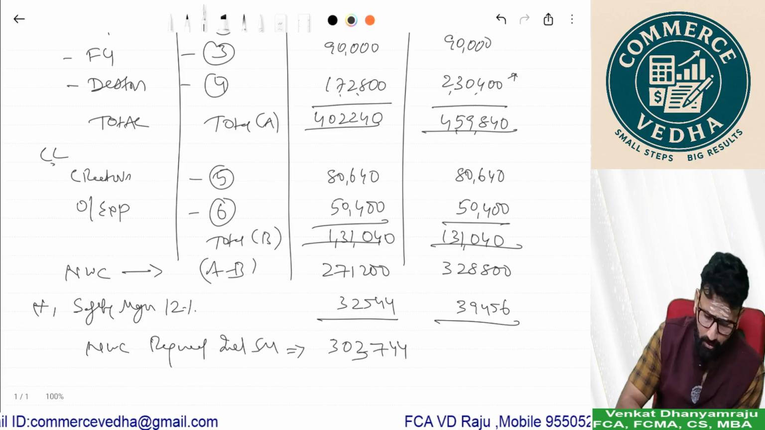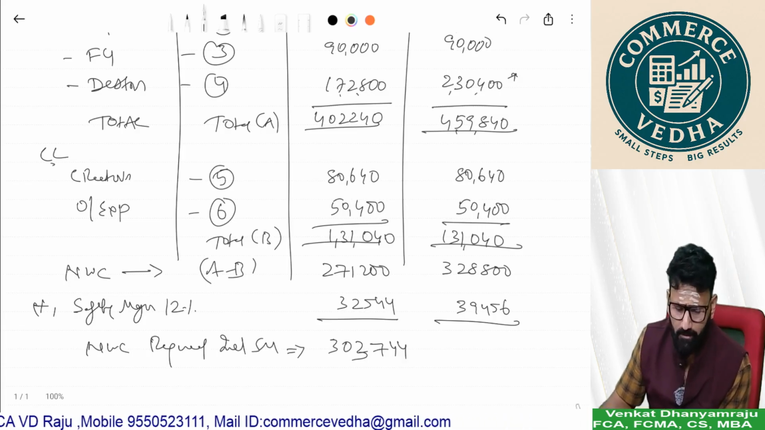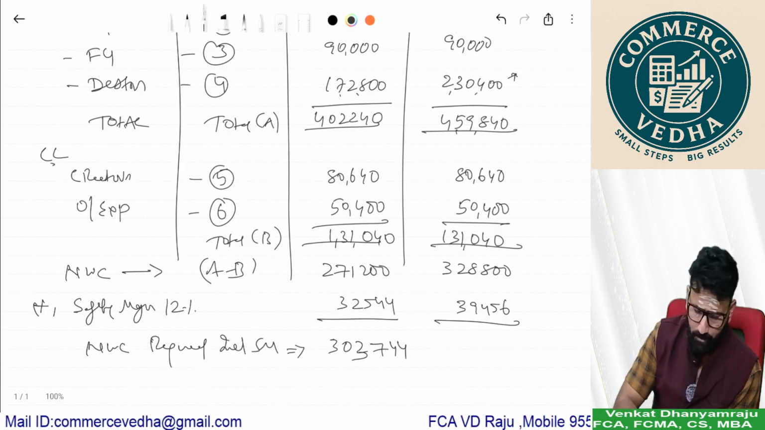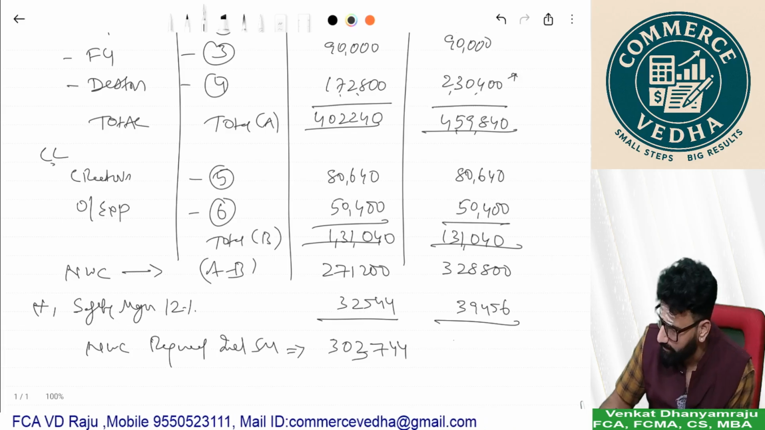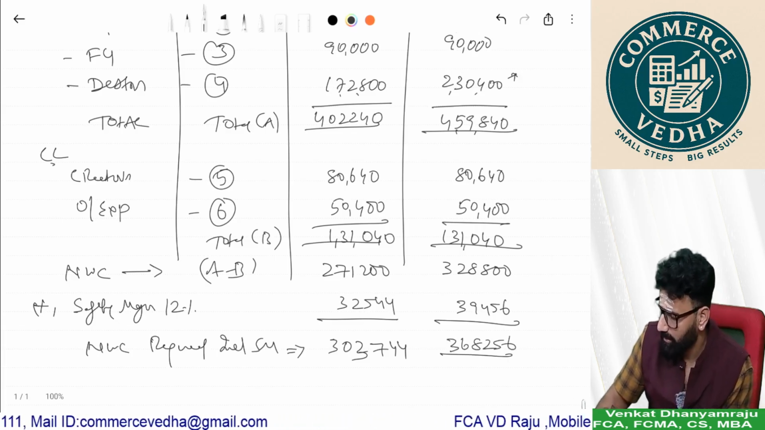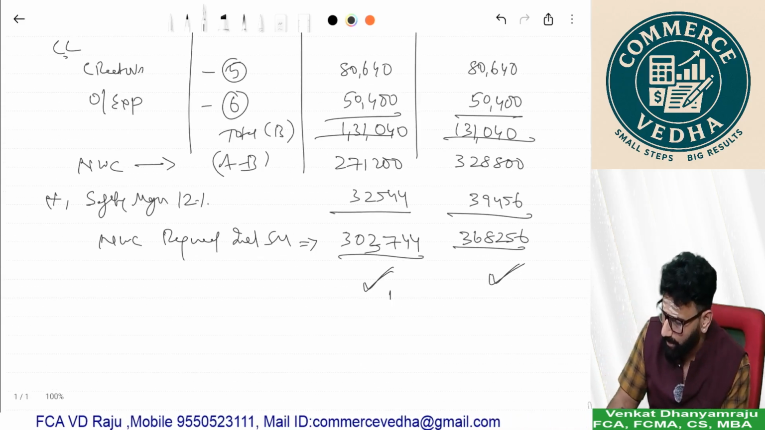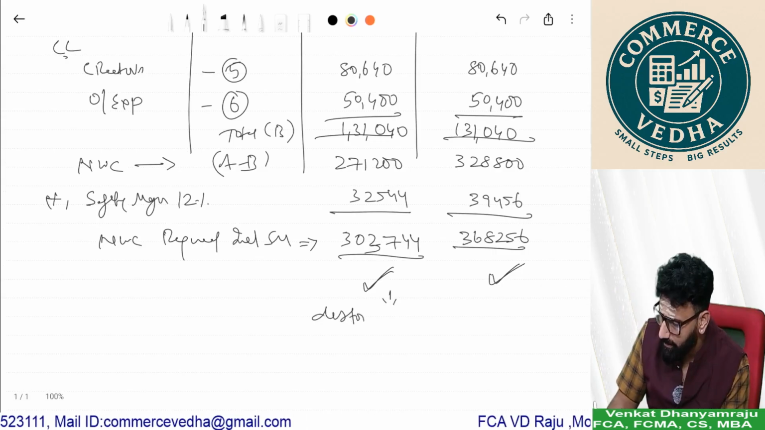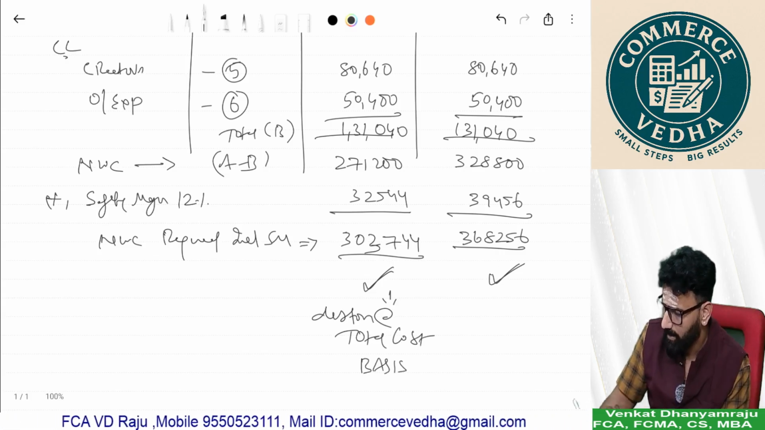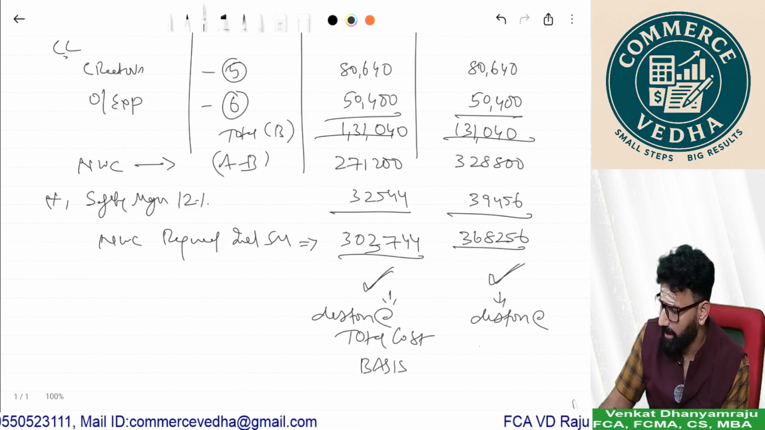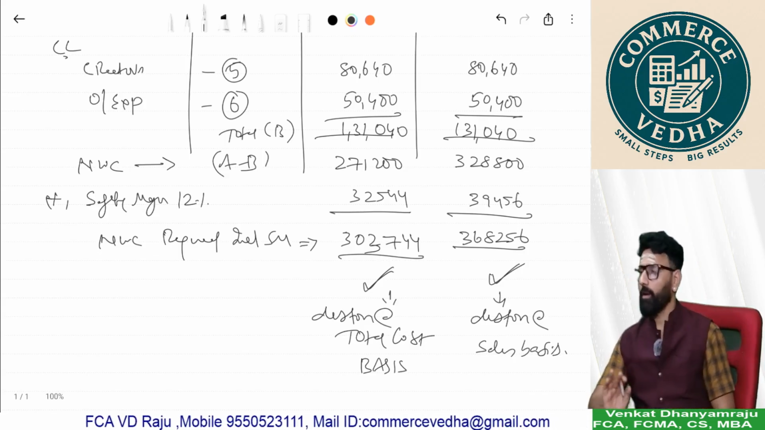Then next, 328,800 plus 39,456 is 368,256. So either you can adopt this or you can adopt this. Give a note. This note is debtors at total cost basis. Debtors at sales basis. These two are very important points to be mentioned.